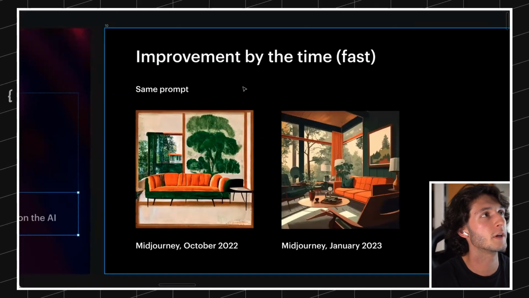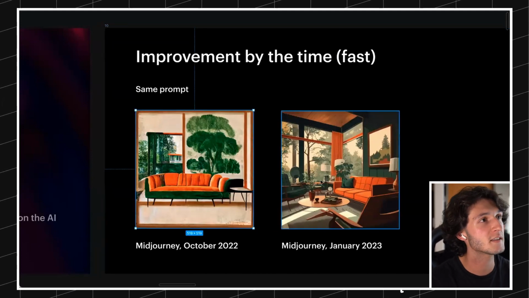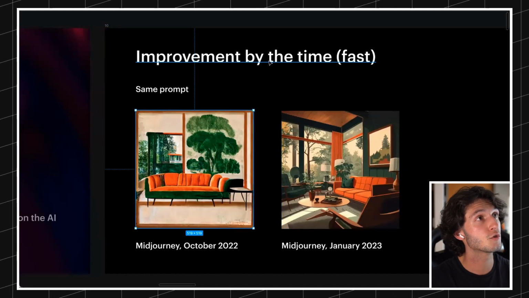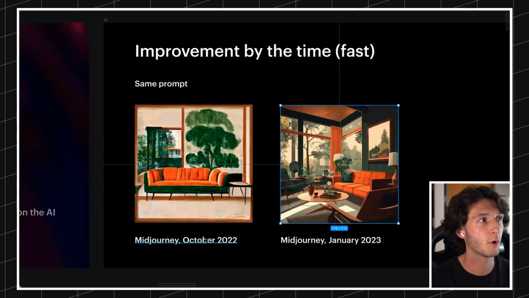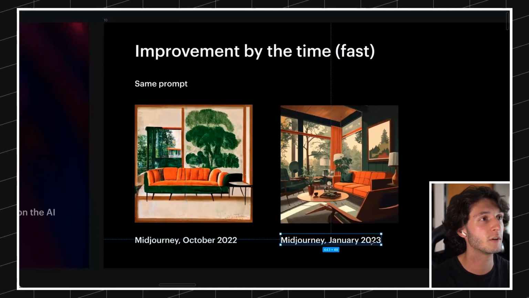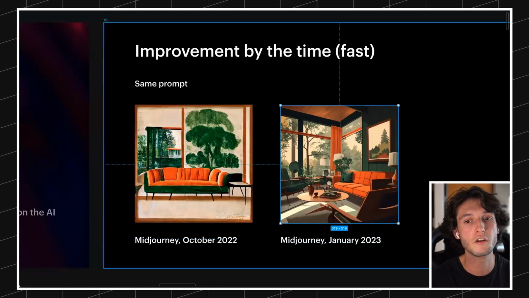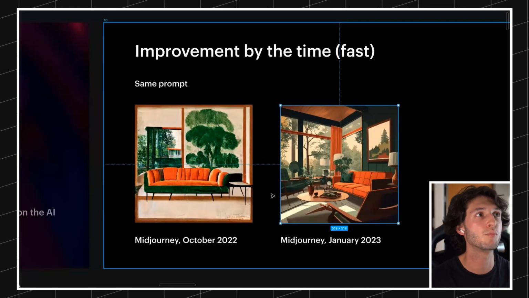Now a bit of history. And with AI, history goes quite fast. As you can see here, we have 2 images. The prompt that has been used to create these 2 images is exactly the same. But the first one was created in October 22 and the second in January 23. So in 3 months, you can see the difference in the level of detail and in the way that Midjourney has been improving.